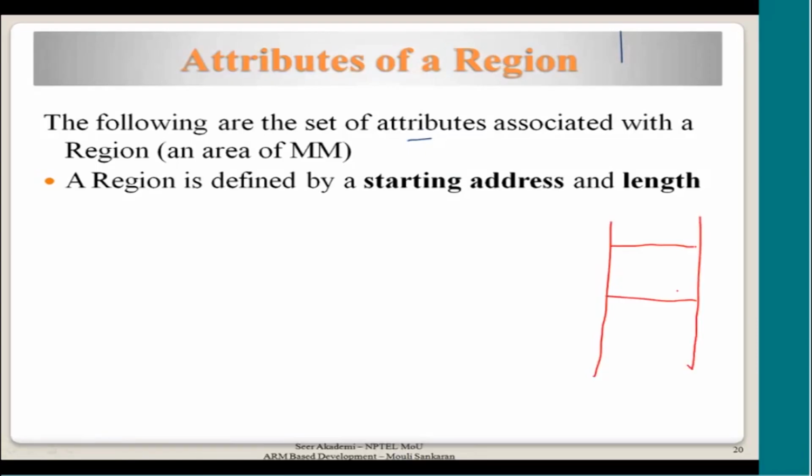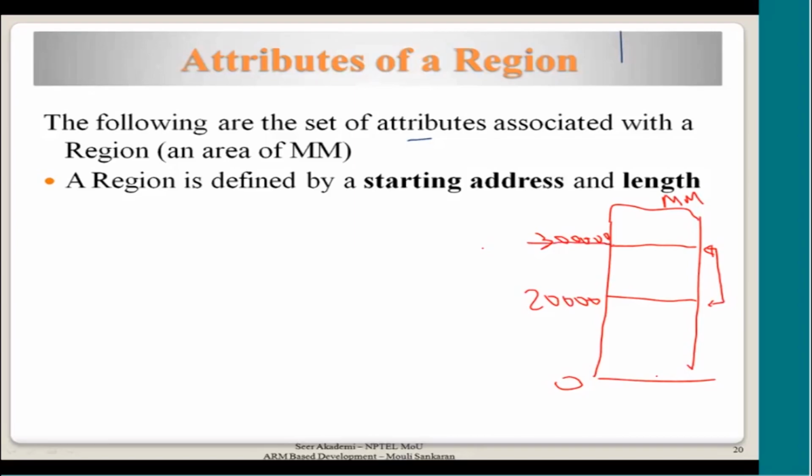Every region, again, you have to remember, is a part of memory. It is nothing but a memory area. So if I need to identify a particular part of the memory, suppose it starts at 0 and this address is maybe some 20,000 hexadecimal, and this is some 30,000. Like that, I am identifying different areas in the memory.